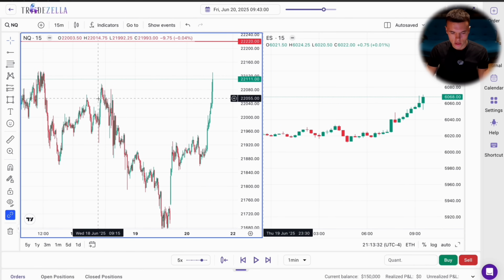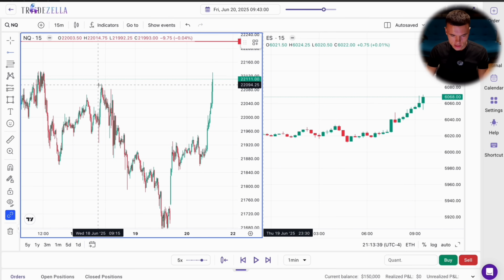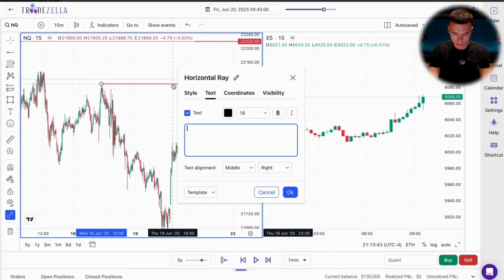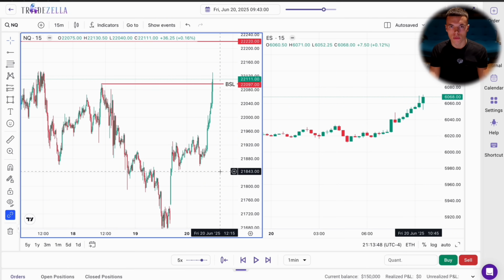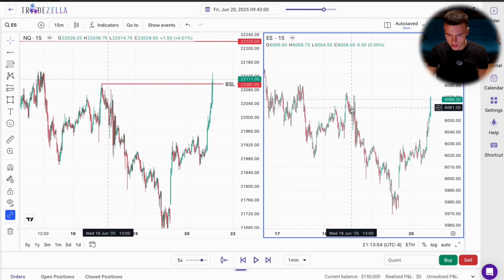On this day, I was looking at the high created on Wednesday. It's currently Friday. So I marked out this high to be a major point of buy side liquidity. Our overall bias is bearish. Therefore, we have a bearish bias, a sweep of liquidity, and I want you guys to identify the difference between that high on NQ and ES.